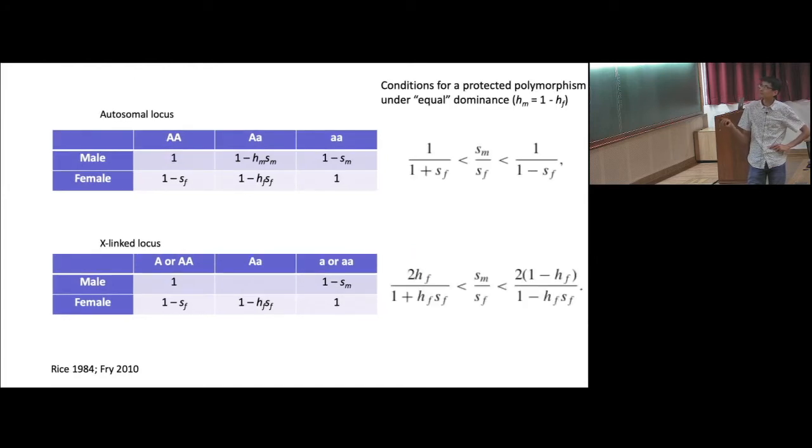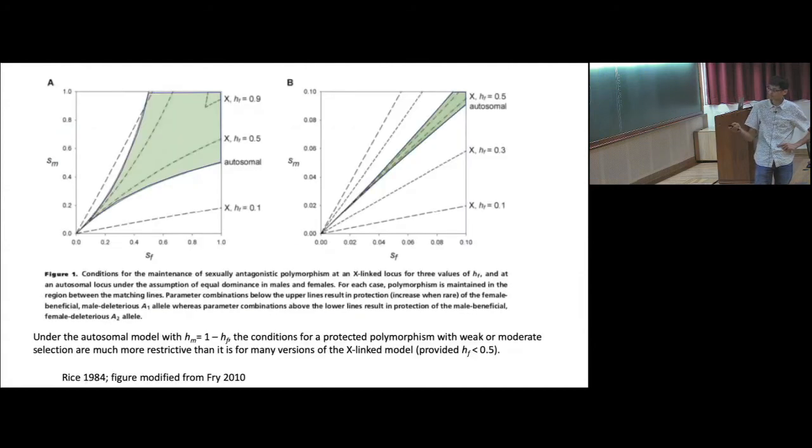And so this is another, so if you make the assumption of what's called equal dominance or parallel dominance, that I'll return to in a second, then this is the result for maintaining a polymorphism in the autosomal case, and this is it in the X-linked case, and of course those don't really mean anything to you, so I just want to show you what that translates to in a figure.